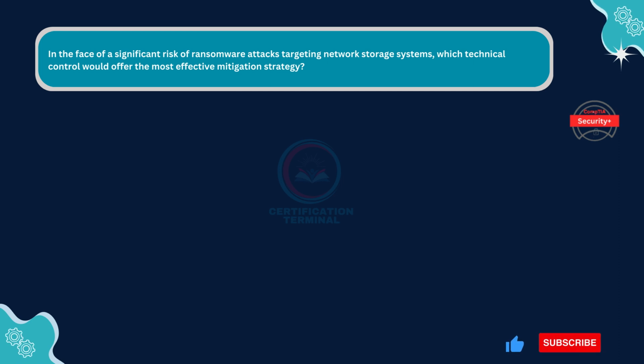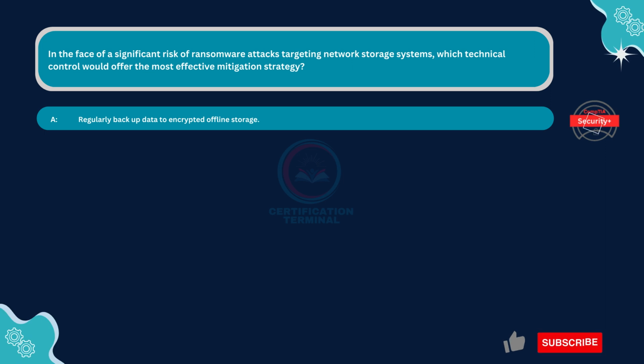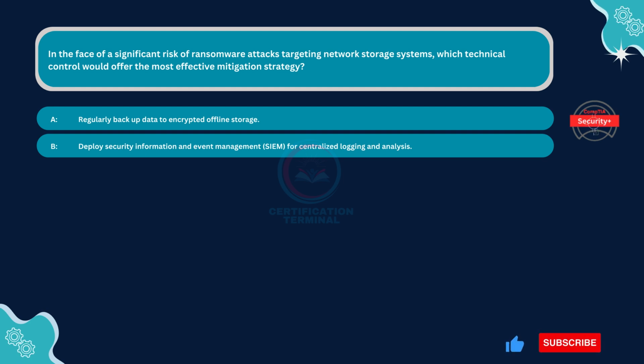Next question. In the face of a significant risk of ransomware attacks targeting network storage systems, which technical control would offer the most effective mitigation strategy? Option A, regularly back up data to encrypted offline storage. Option B, deploy security information and event management for centralized logging and analysis.